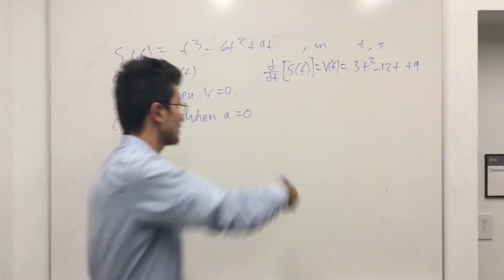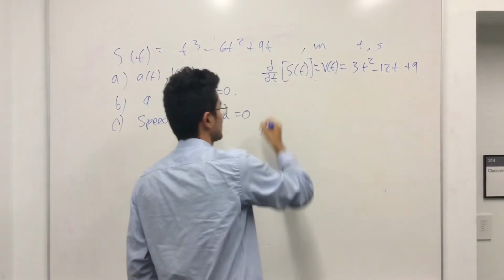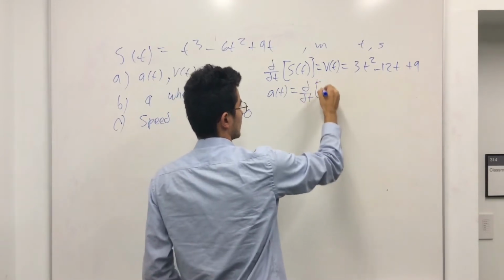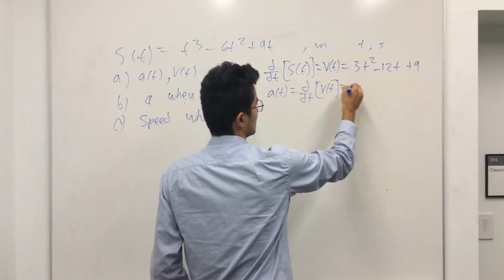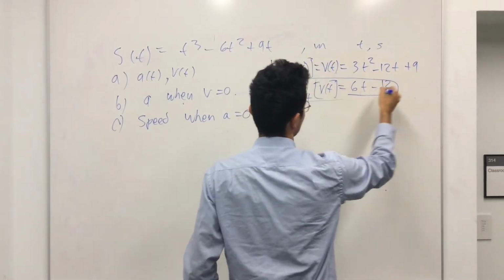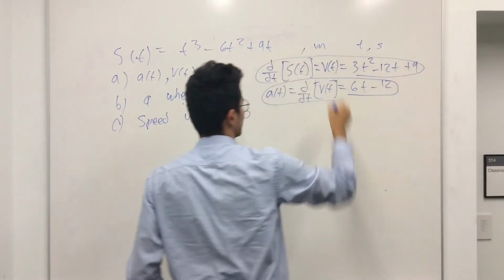And then the acceleration function is the derivative of the velocity, right? So a of t is equal to d over dt of v of t, which is just 6t minus 12. So those are your acceleration and your velocity functions right there.